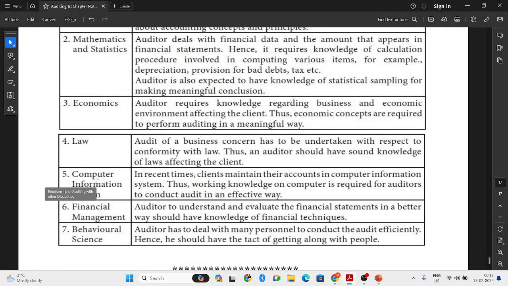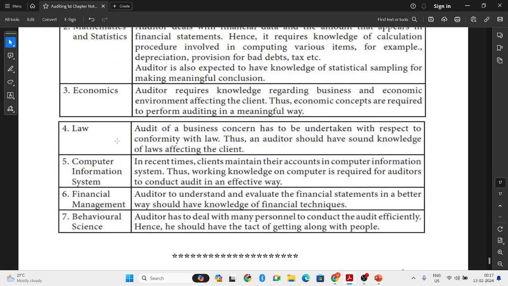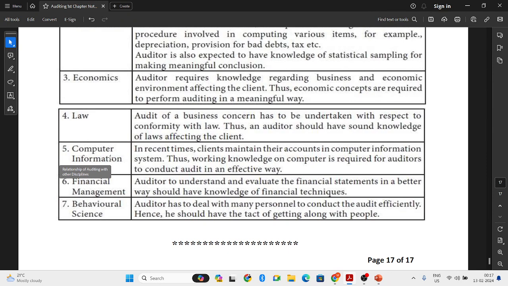Next, computer information systems. Nowadays, all the companies are maintaining their books of accounts digitally in computer software. So the auditor should be familiar with the computer software, so that he has the computer knowledge to conduct the audit.